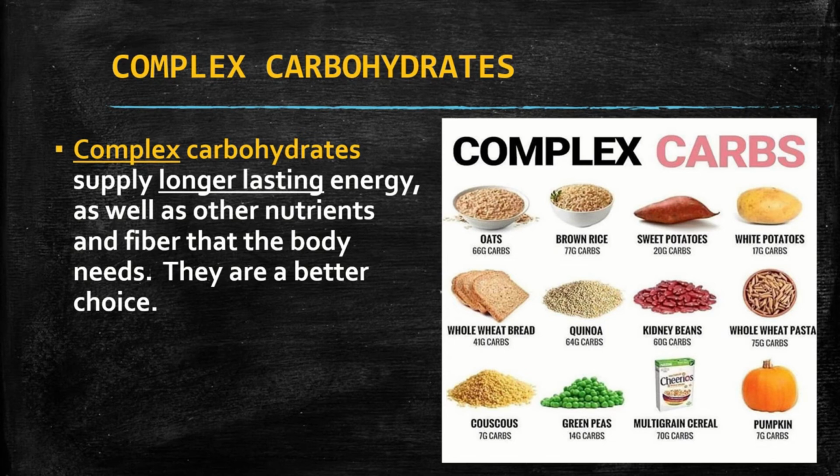And aside from that, they could also be found as fibers. When we say fibers, this is the one that aids our body in digesting the food that we eat. So, the examples of these are oats, brown rice, white potatoes, whole wheat bread, pumpkins, grains, peas, and whatnot.